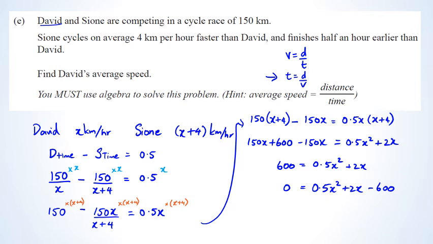Now guys, when you put this in the calculator, you should actually get two answers. X equals plus or minus 32.7, but obviously we can't be using the negative version of this answer, so we're going to be using the positive version. So x is equal to 32.7 kilometers per hour.